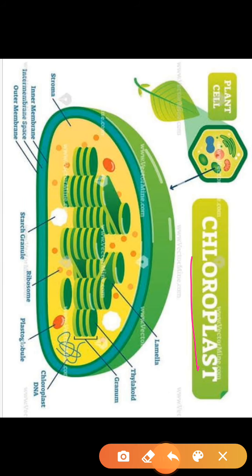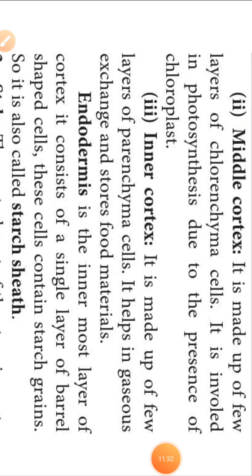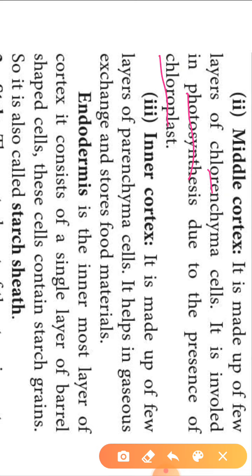What is chloroplast? The part of green plant cell that contains chlorophyll. So we learnt about chloroplast, chlorophyll, mesophyll, photosynthesis and chlorenchyma cells. Dear students, be thorough in these definitions, right?